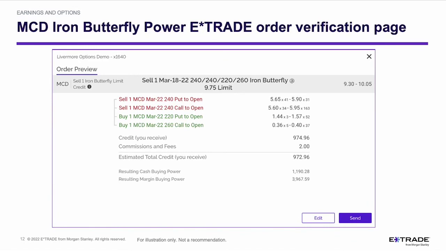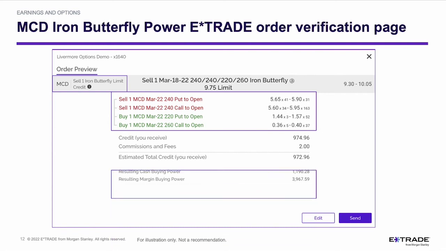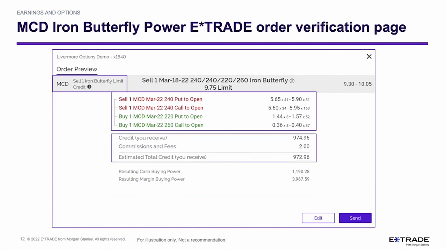Okay, now that we've set up the iron butterfly, we've done the snapshot analysis, we've done the risk assessment as well. If we're ready to execute the trade, here's how it looks. We're selling one iron butterfly with a limit that's going to be a credit to the account. And you can see we are selling the 240 put and the 240 call. And we are buying the 220 put and we are also buying the 260 call. That will define our risk. We're doing that for a total of $972.96. That would be the commissions that are excluded out of the credit amount.